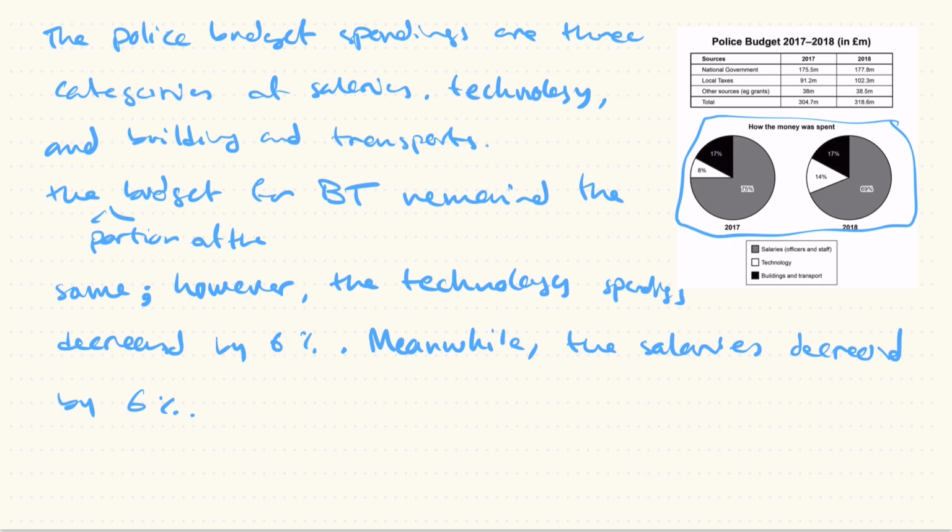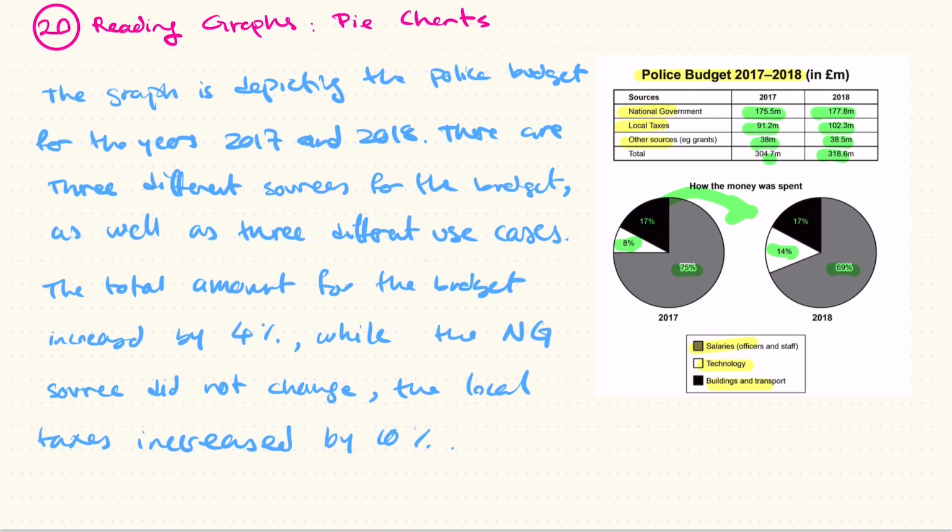So this is essentially it. We described everything that is to this graph. We started with what it is about, and then we give details about the sources and also details about the spendings. So this is as good as it gets, in my opinion. Let me highlight few important parts. First is the introduction, basically describing what the graph is depicting to begin with. What the graph is about. So the different things that you are going to talk about, the sources and the use cases.